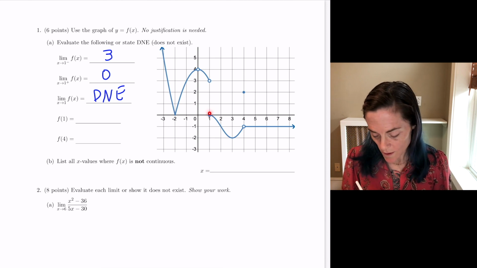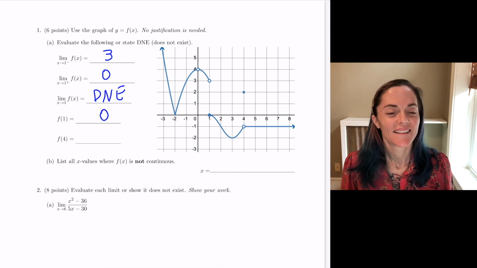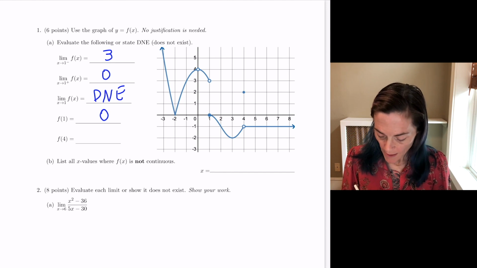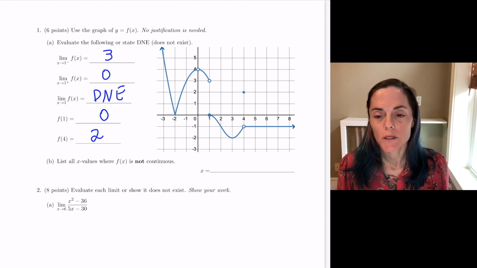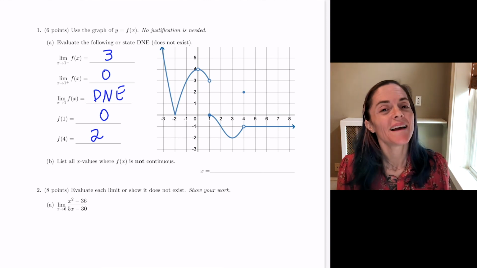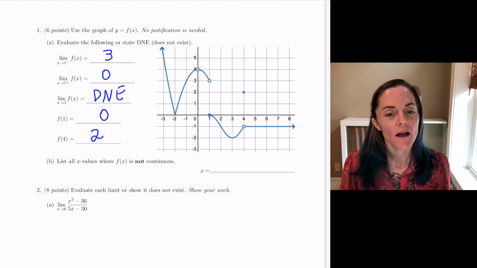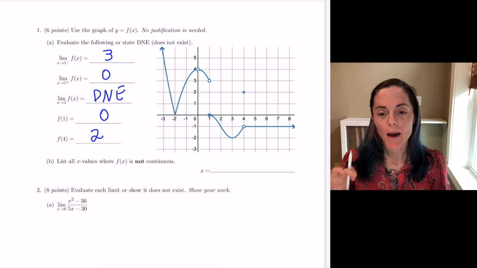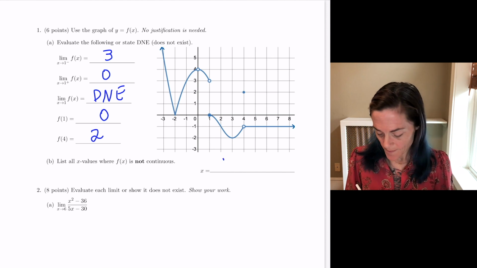Function value, this is where it's filled in. f of 1 equals 0. And then finally, f of 4, well, here f of 4 is 2. You notice the limit as x approaches 4 of f of x is minus 1, but f of 4 is 2. Now, list all x values where the function is not continuous. From a picture, we think about where do we have to pick up our pen. So the function is not continuous at 0, at 1, and at 4.